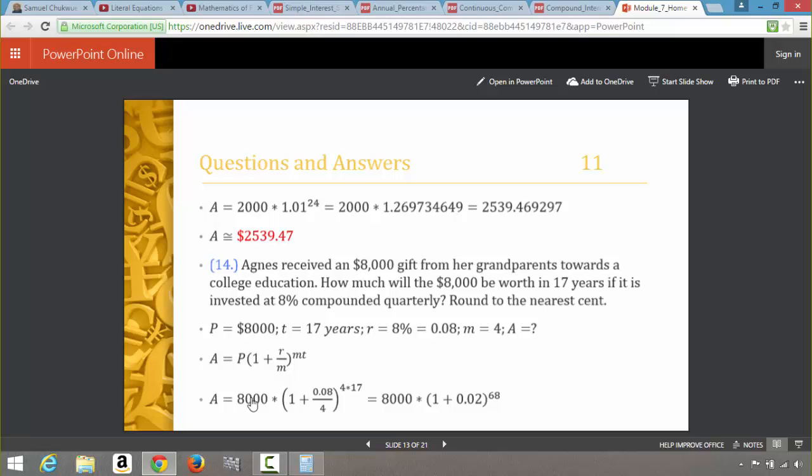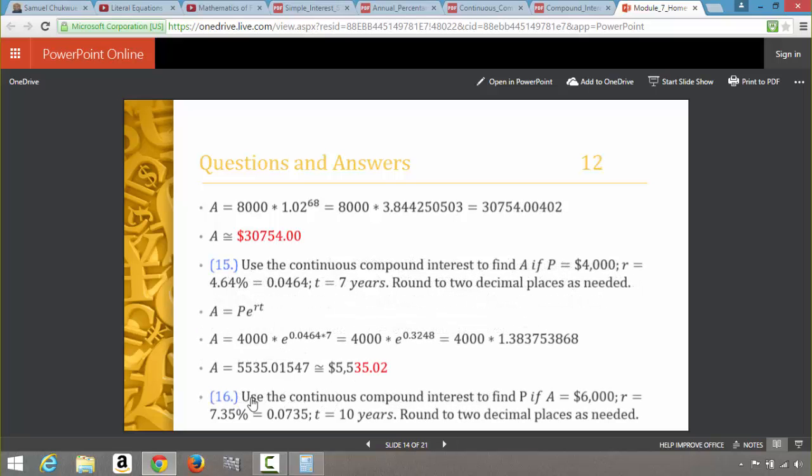Question 14. Agnes received an $8,000 gift from her grandparents towards a college education. How much would the $8,000 be worth in 17 years if it is invested at 8% compounded quarterly? So in this case, they're asking us how much it will be worth. That is the amount. They're asking us for the amount. So you do the same thing, and this is how much it will be worth.